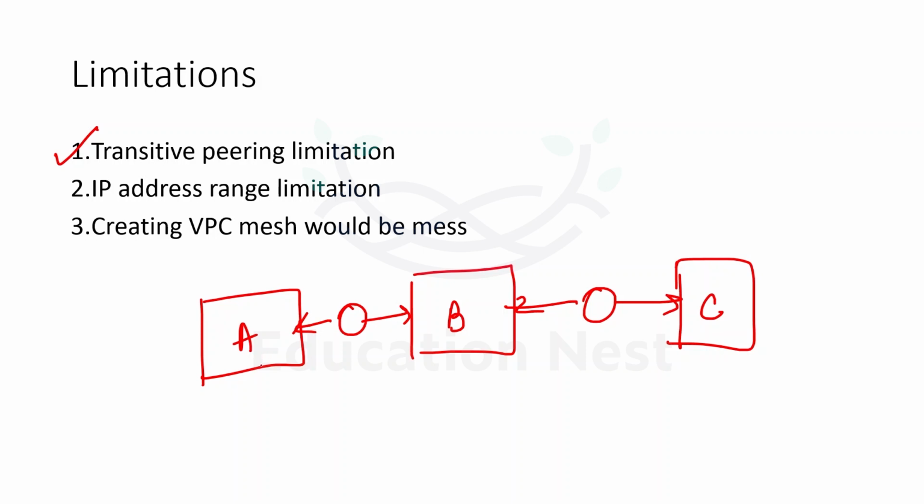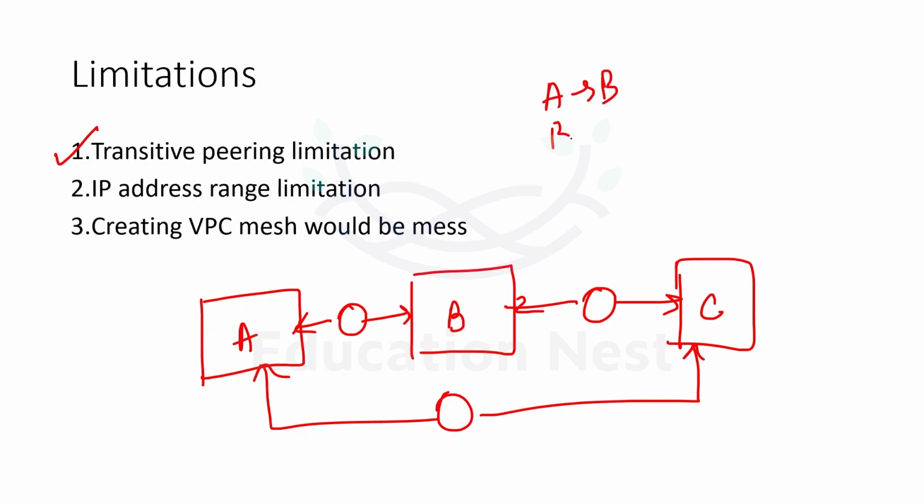If you want to connect A and C, you have to create a new peering connection between A and C. What is transitiveness? If A is connected to B and B is connected to C, it implies that A is connected to C as well. But this is not applicable in VPC peering. It is a one-to-one connection.